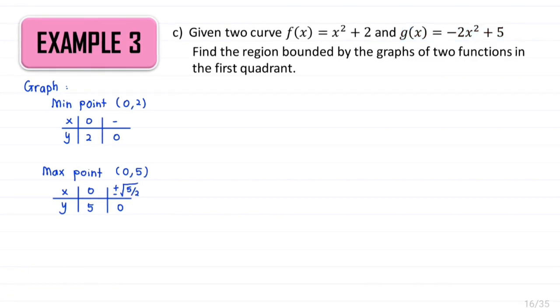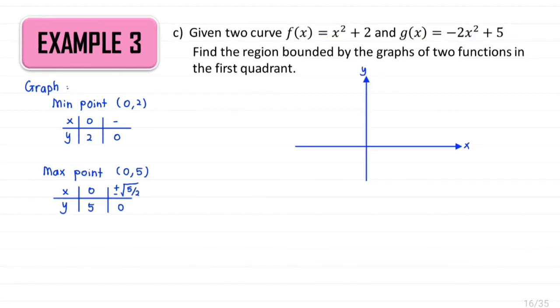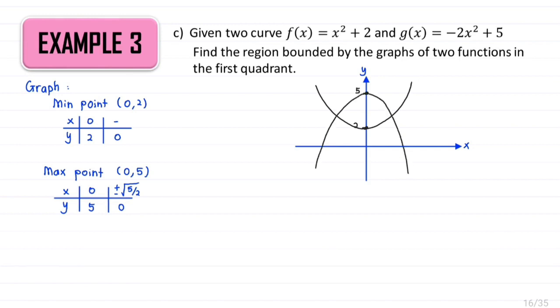Okay, then we sketch both graphs in the same coordinates. For graph f(x), we have minimum point 0, 2. So at 0, 2, the graph smiles here. For graph g(x), we have maximum point 0, 5. So we sketch a sad graph at point 0, 5. So the region is bounded here.